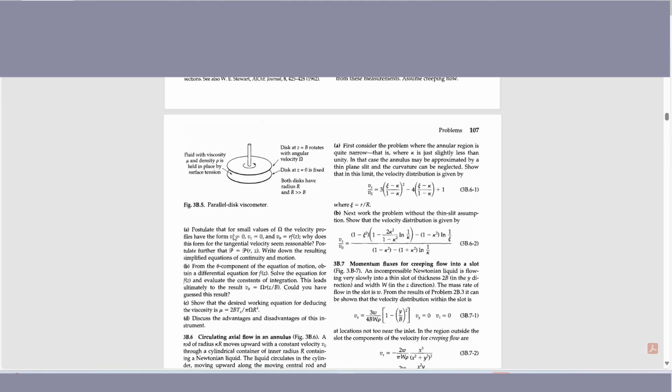So it asks us to postulate, for small values of omega, which is in radians per second, that the velocity profile is of the form v_r equals 0, v_z equals 0, and v theta equals r times f of z.